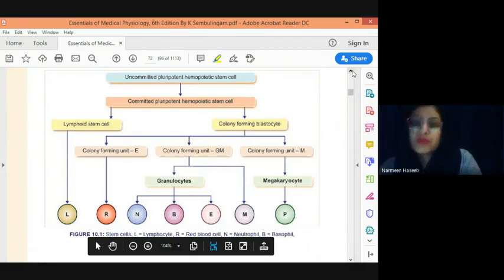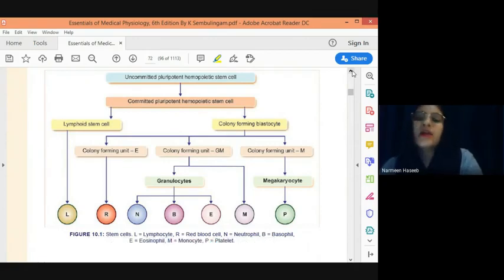So I hope you understand. By now you have a good understanding of the process of erythropoiesis, the initial process of erythropoiesis, and how the stem cells are being converted into specific cells from being non-specified.